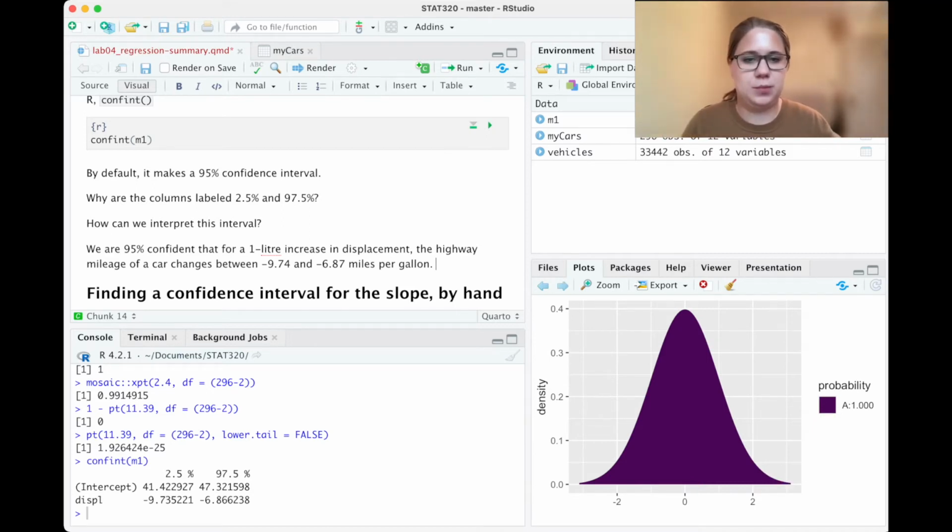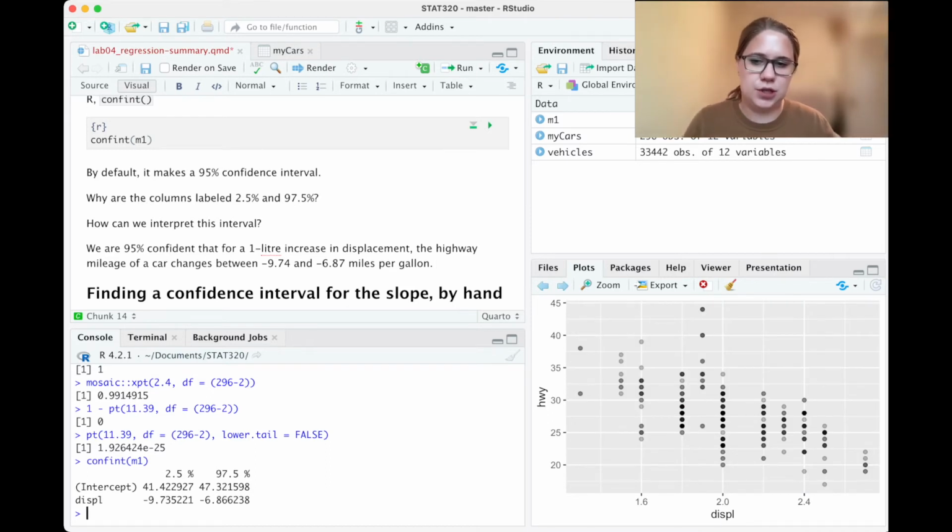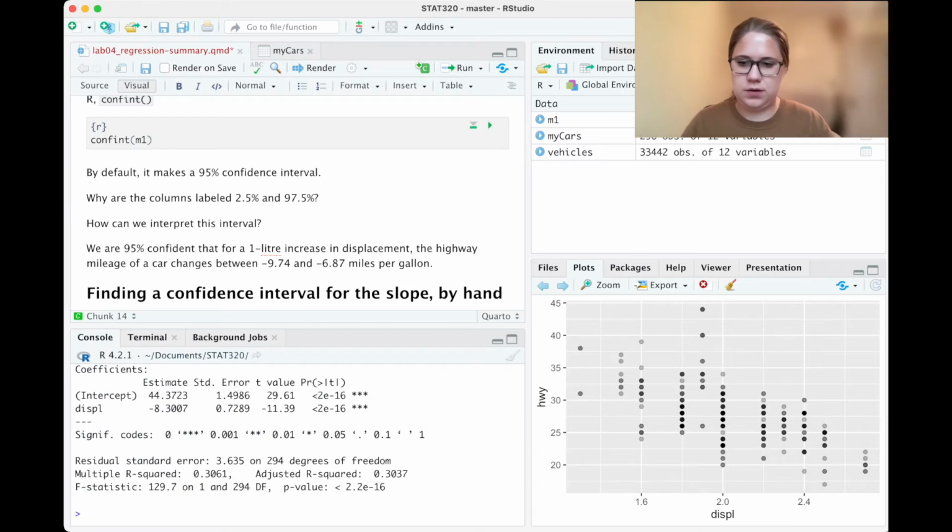Let me scroll back to my plots. So the slope value from my summary was negative 0.8. So if I was going to write my sentence for that slope, I would say for a 1 liter increase in displacement, we would expect the mileage to go down by 8 miles per gallon. But we might want to make this inferential task and have that confidence interval. So that interval is all negative. That means we're pretty confident that there's actually a relationship. So when we looked at our p-value, it was really small and we were able to reject our null hypothesis. Now we've made a confidence interval and that is all negative. It doesn't contain 0, so we're pretty confident that it's negative.